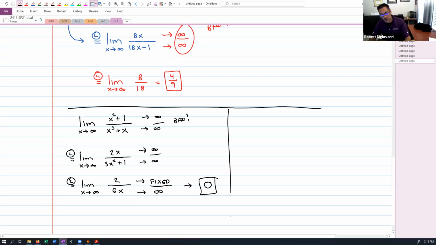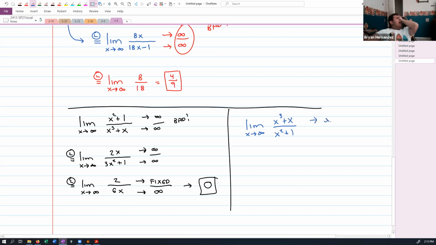Okay. What if it would have worked the other way around? What if I would have given you a problem? Let me see, I'll do it in a different color. What if I would have flipped this and done the x cubed plus x on top, and on the bottom, the x squared plus 1? Well, let's work it out. So you get infinity over infinity, right?